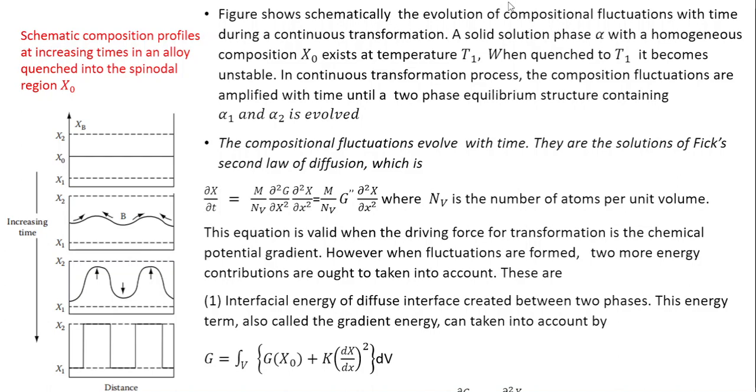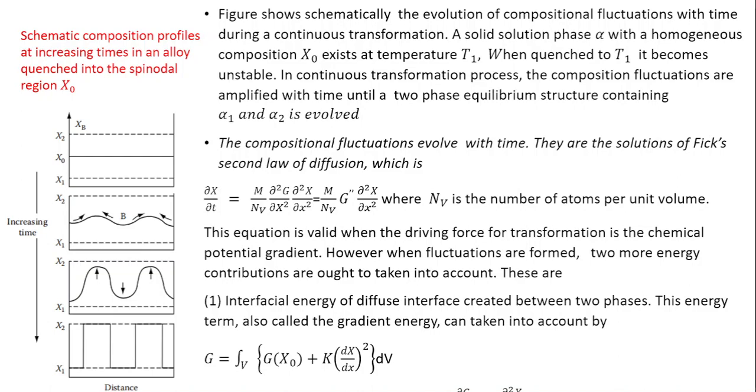Figure shows schematically the evolution of compositional fluctuations with time during a continuous transformation. Solid solution phase alpha with a homogeneous composition X0 exists at a temperature T1. When quenched to T2, it becomes unstable. In the continuous transformation process, the composition fluctuations are amplified with time until a two-phase equilibrium structure containing alpha 1 and alpha 2 is evolved.